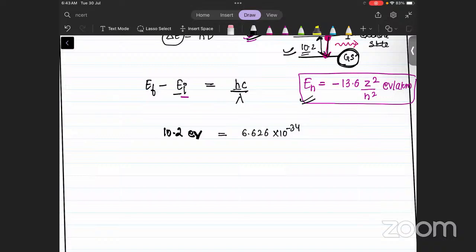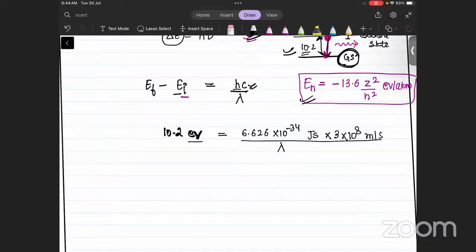Just turn your pages and look for the value. Look for the unit. What is the value? What is the unit? So it will be joule second. Now what is the speed of light? 3 into 10 raised to the power 8 meter per second. And this is what you have to calculate.